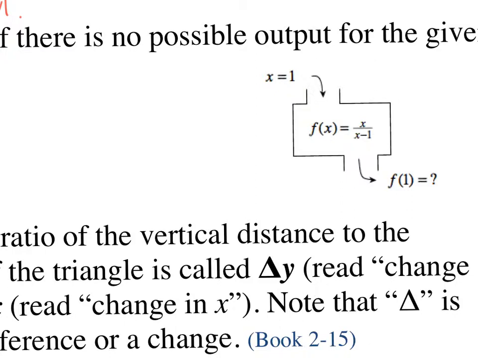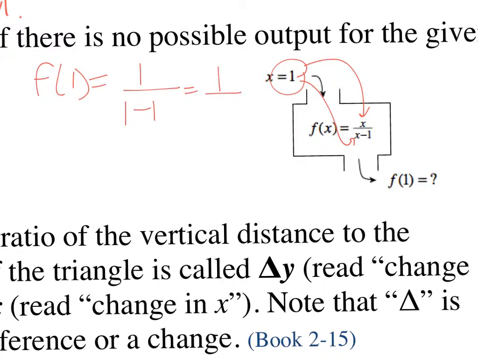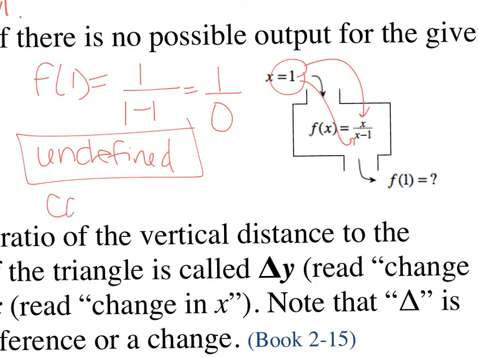In number 17, we want to find the output for the relation with the given input. If there's no possible output for the given input, we want to explain why. So we're going to plug 1 in for x. So f of 1 is equal to 1 over 1 minus 1, which is 1 over 0. This is undefined. We can never divide by a 0. So it is undefined. I'm just going to make a note. Can't divide by 0.